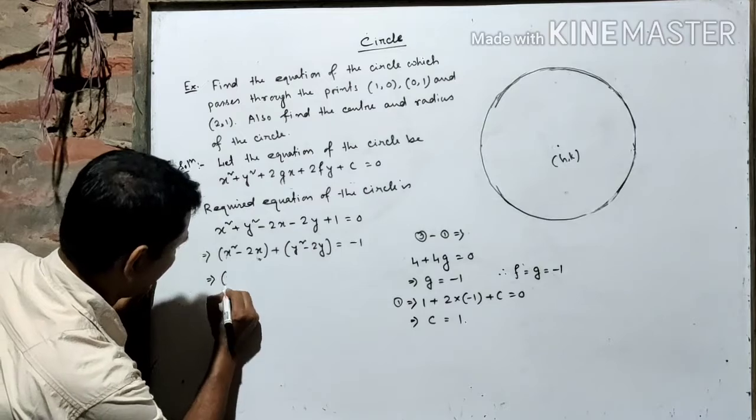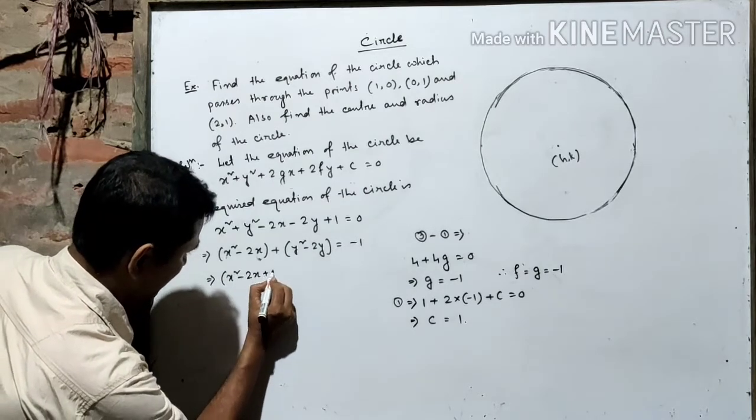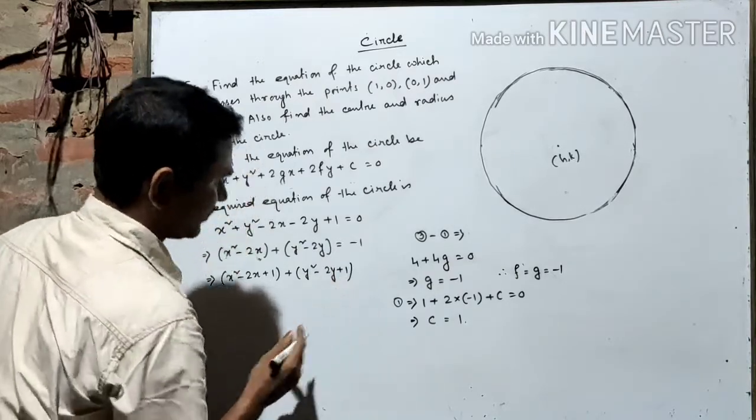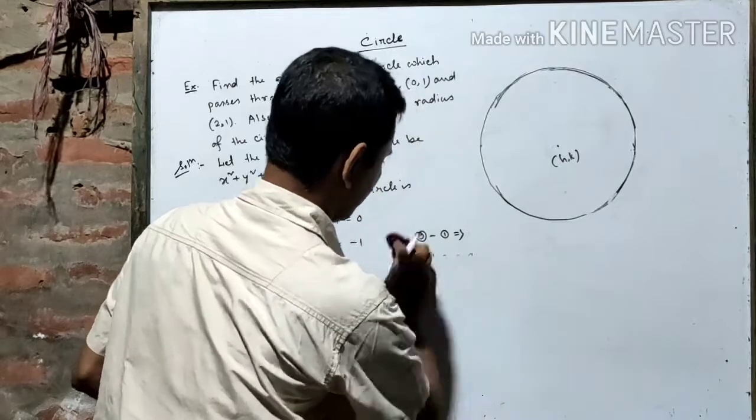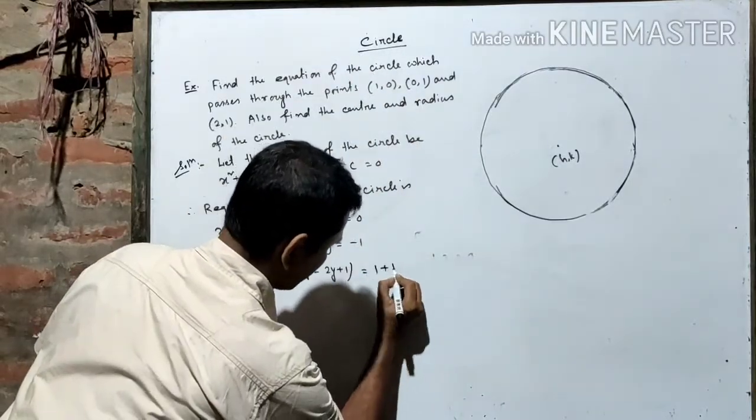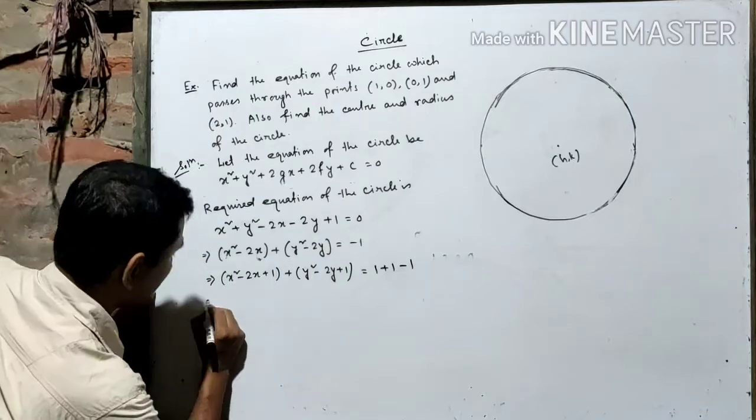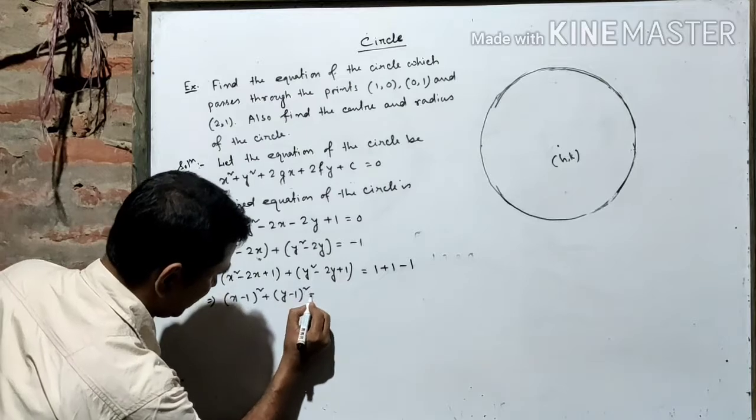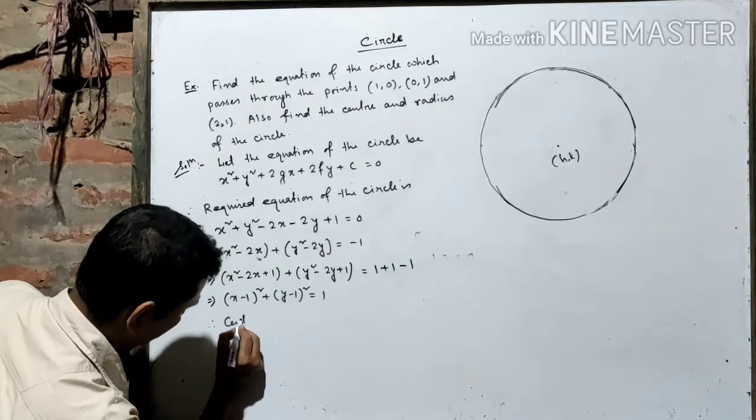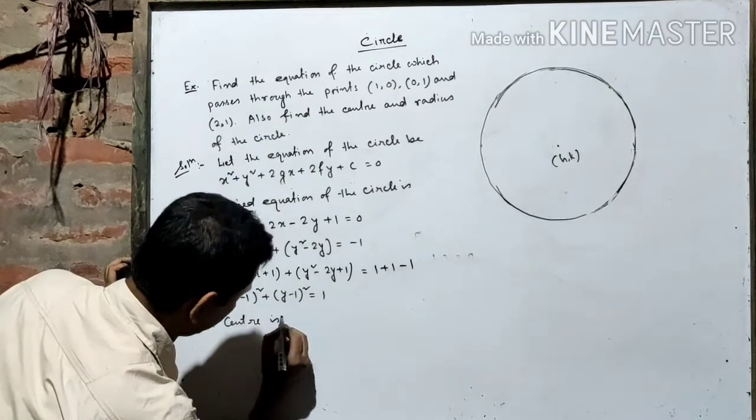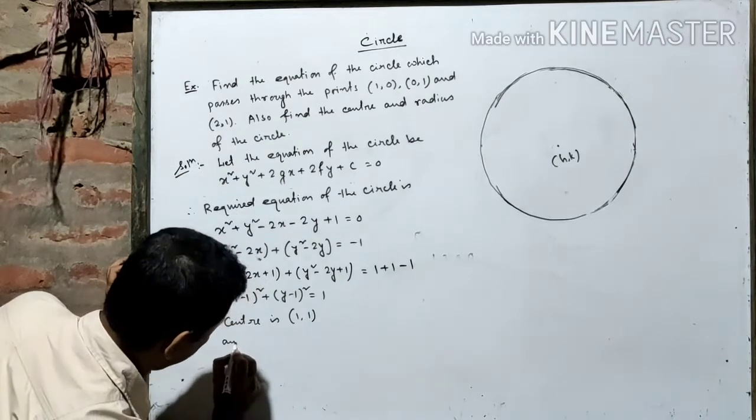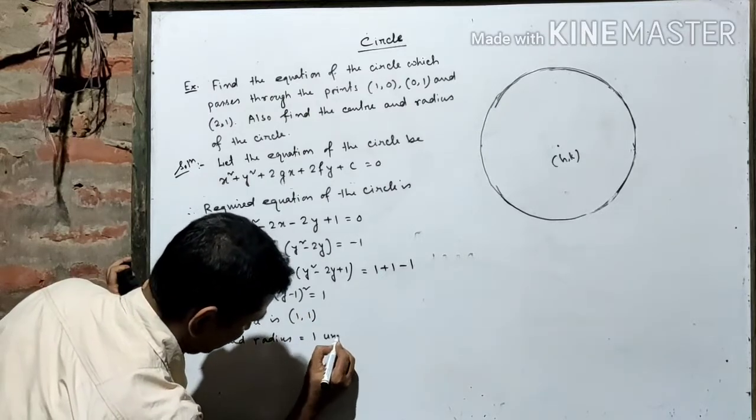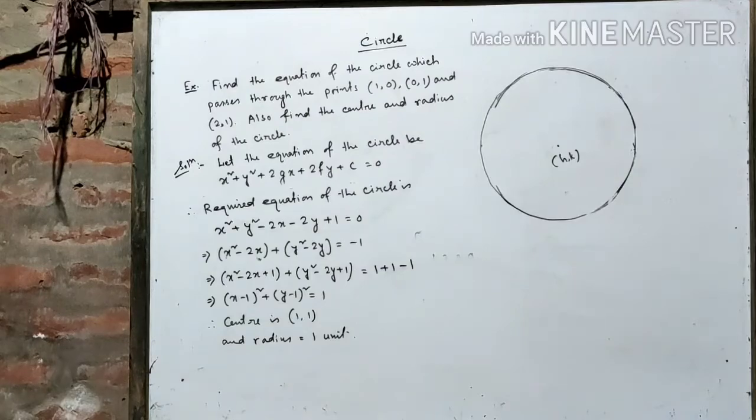This implies x square minus twice x plus 1 plus y square minus twice y plus 1 is equal to, this 1 and 1 are adjusted here. This implies x minus 1 whole square plus y minus 1 whole square is equal to 1. Therefore, we are asked to find the center and radius. The center is 1, 1, and here it is r square, that means the radius is equal to 1 unit. Thus we get the answer to the question.